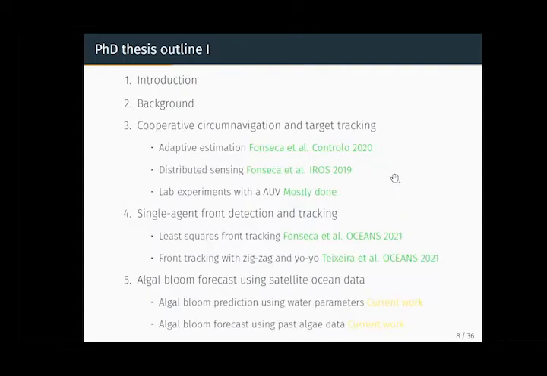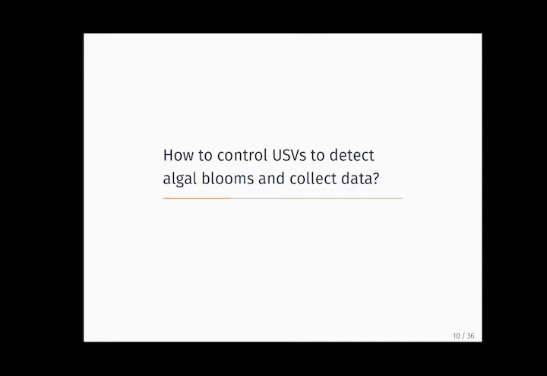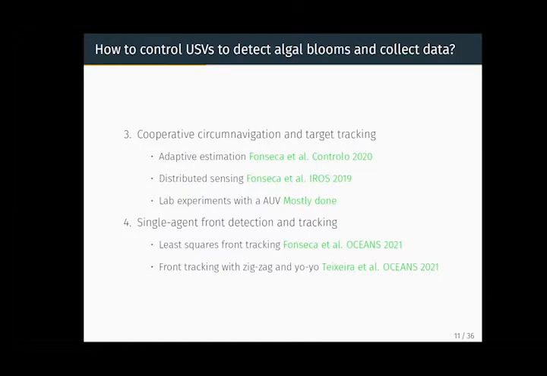If we go a bit more inside the chapters, I've done some publications, mostly in chapters 3 and 4. Here in chapter 3, I'm still working on some lab experiments in SML with a drone. Chapter 5 is the current work. I've also done some publication for chapter 7, and the rest I would say is mostly future work. So for this first question, I can show you some results so you get an idea of what I've been developing.